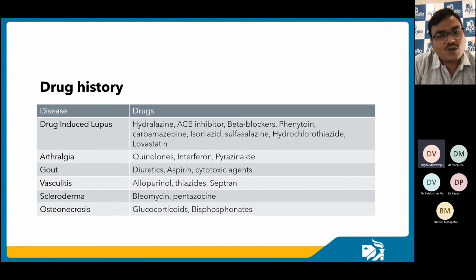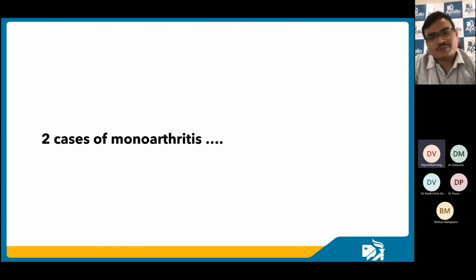They can present as drug-induced vasculitis or Stevens-Johnson syndrome, typically with allopurinol. A scleroderma-like presentation with skin thickening can be seen with use of bleomycin or pentazocine. And use of glucocorticoids and bisphosphonates can increase the risk of osteonecrosis.